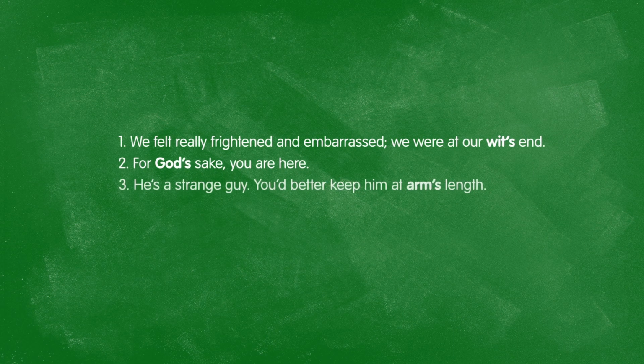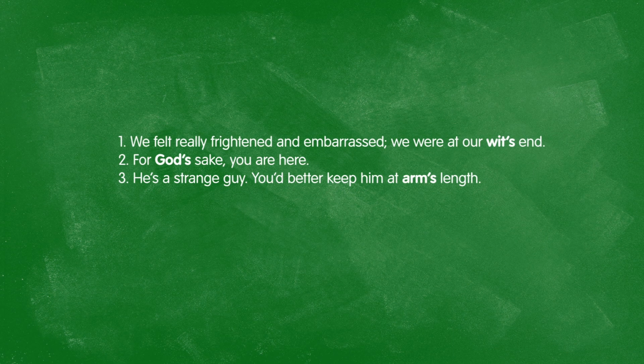Now, many set expressions also have phrases used in the possessive. For example, we were really frightened and embarrassed. We were at our wits' end. Here, wits is possessive. Or also, for God's sake, you are here. Now here, we've made God's possessive. And finally, he's a strange guy. You better keep him at arm's length. You don't want him too close to you. And here, again, we have made arms possessive.